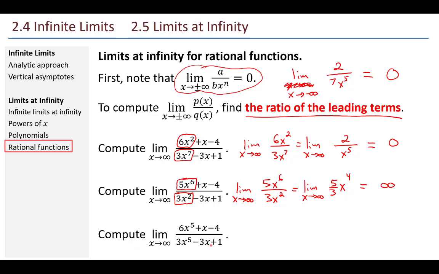And then lastly, in my third example, I have a rational function. Let's see, the leading term of the numerator is that, the leading term of the denominator is that. So the limit as x goes to infinity of 6x to the 5 divided by 3x to the 5. Well, that fraction just ends up being 2. So when the two powers of x are exactly the same, where that function ends up vertically is actually just the ratio of those two coefficients.